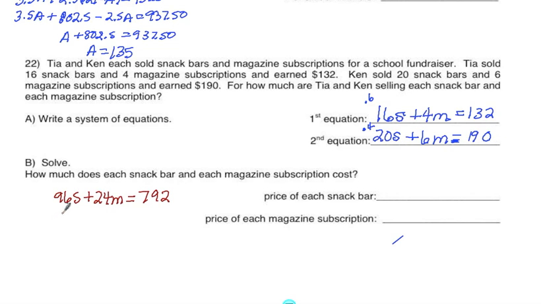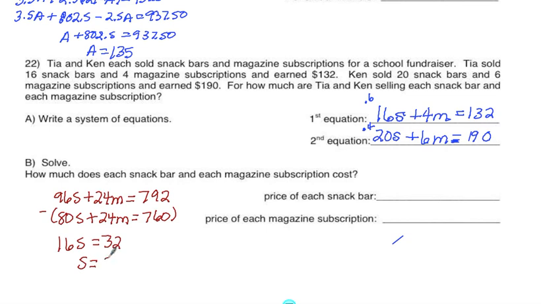And then 80S plus 24M equals 760. And I'm going to subtract because my M's now match, and same sign subtract. So 96 minus 18 is 16 S's equals 92 minus 60 is 32, which works out nicely for us.